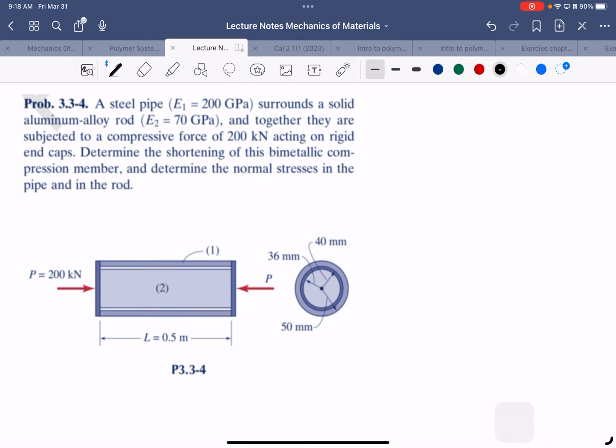So first of all, you can try finding the area first, or you could start from the free body diagram as usual. That is pretty much clear.